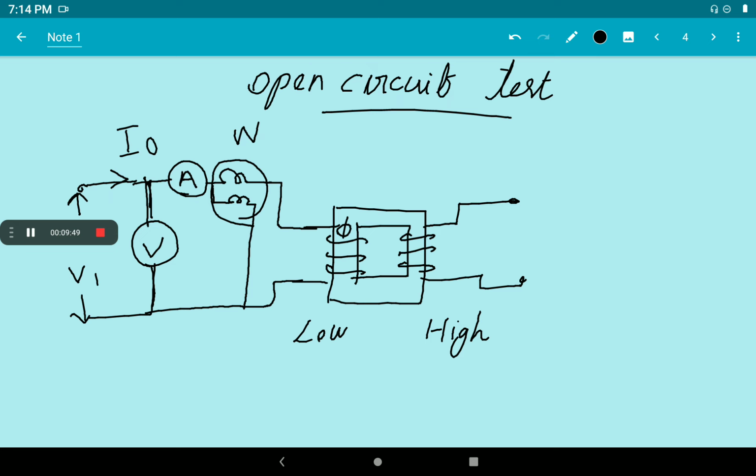So the current taken will be very small. We know that at no load the current is low. Copper loss in the primary winding is negligible, and also the secondary is open. Secondary open means there is no current flow in the secondary. So totally, on both primary and secondary, a negligible copper loss is present. So the wattmeter reading will give the power consumed as core loss.